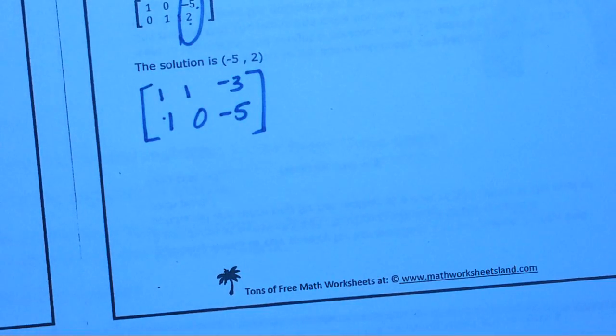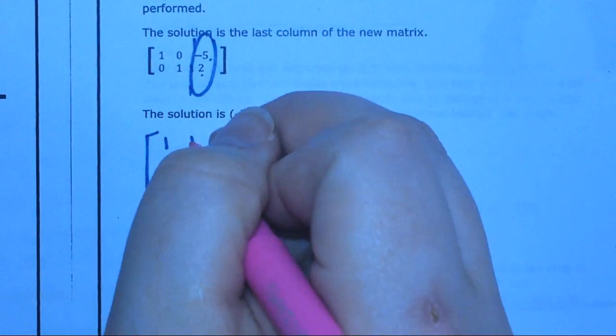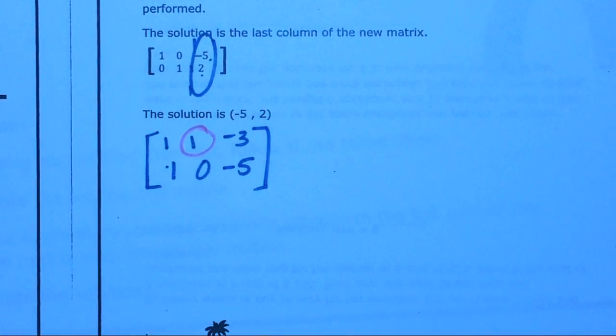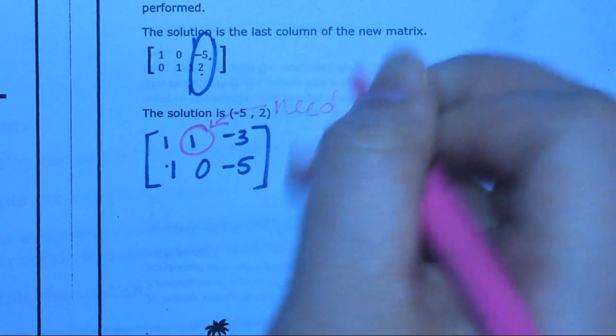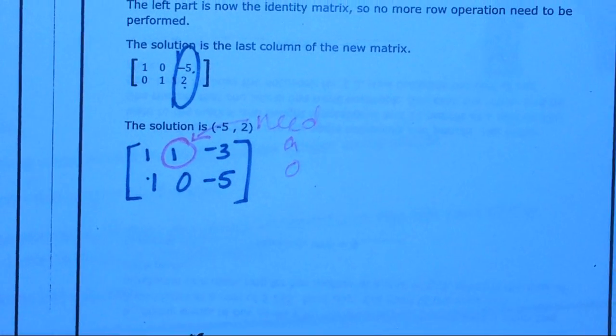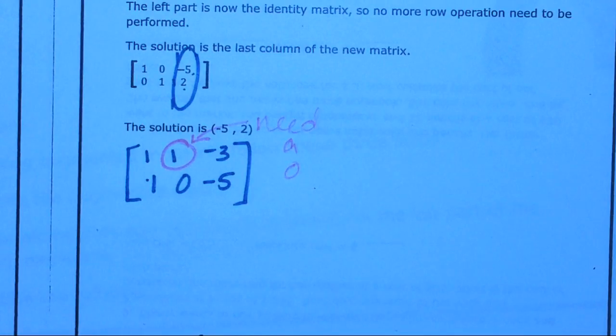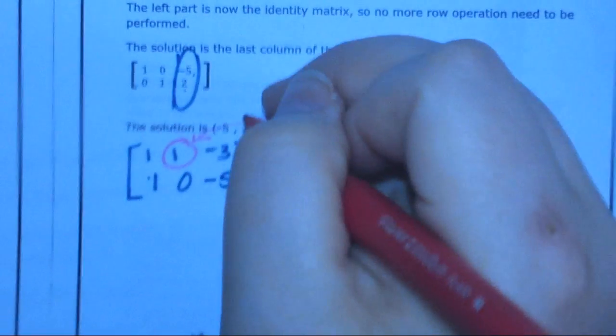Our issue right now, what's our issue on the top row? What's wrong with it? We need a 0. We need this to be a 0. We've got to make this a 0. So we're going to, it says need a 0. I need to pick a new color. We're going to have to do something in order to make that a 0.